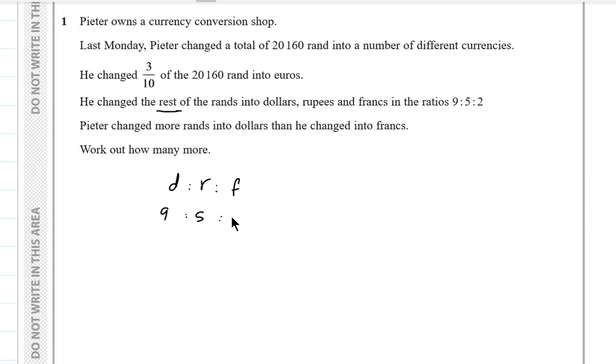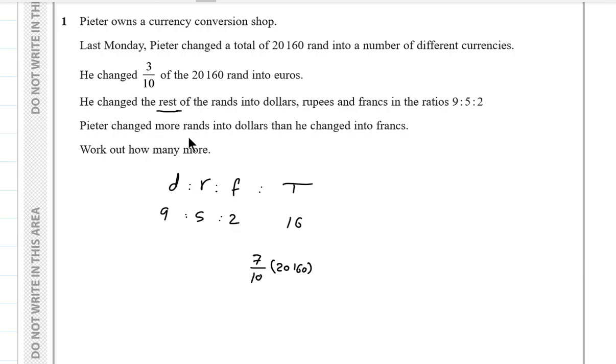And also we can put here the total. T means total. Total, we have what? We have the sum, which is 9 plus 5, 14, plus 2, 16. Opposite to 16, we have what? We have 7 out of 10 of the original amount, which is 20,160. It's very easy, but you need to concentrate on each sentence in the question, okay?